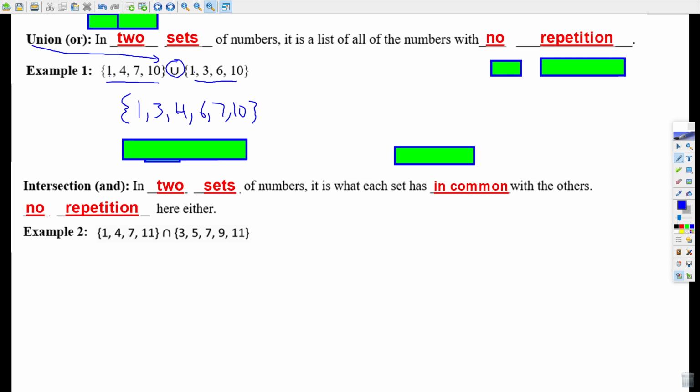So the intersection actually looks like the same symbol of the U, but it's just flipped upside down. So this means intersection. So what is the intersection? Well, it's whatever they have in common. So what are the numbers they have in common here? 7 and 11. I believe that's it. So you would say {7, 11}. Make sure you put curly brackets around the set. That would be the intersection between the two, wherever they overlap or what they have in common.